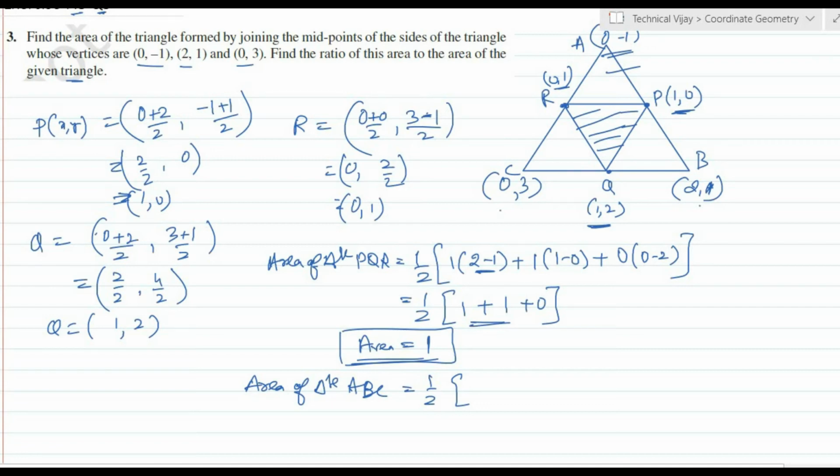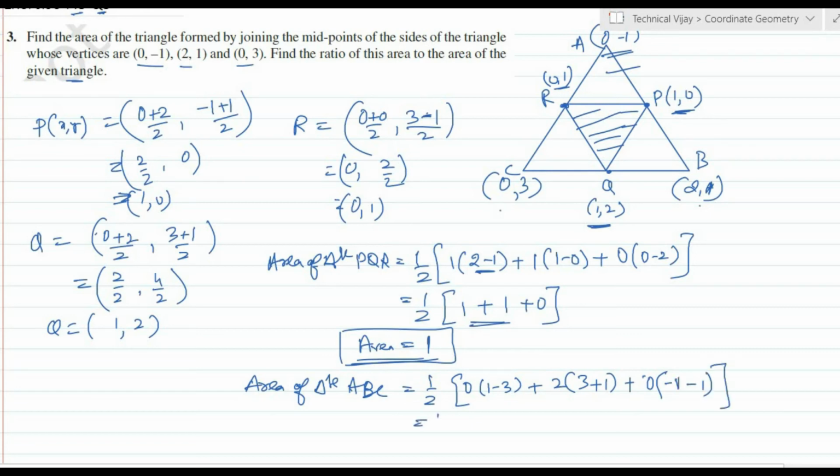So here x1 into, that is 0 into anything is 0, still we will write. So 0 into y2 minus y3, here y2 means 1 minus 3, plus x2 into, that is 2 into y3 minus y1. Here y3 is 3 minus of minus 1, that is 3 plus 1, plus x3 into, here x3 again is 0, 0 into y1 minus y2. So y1 is minus 1, minus 1.